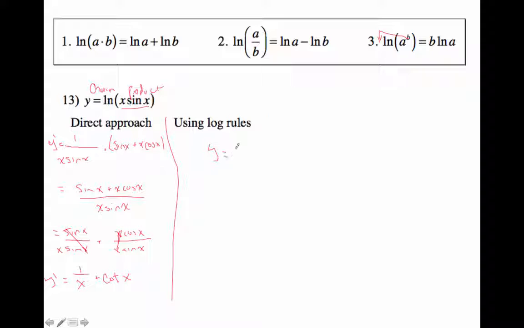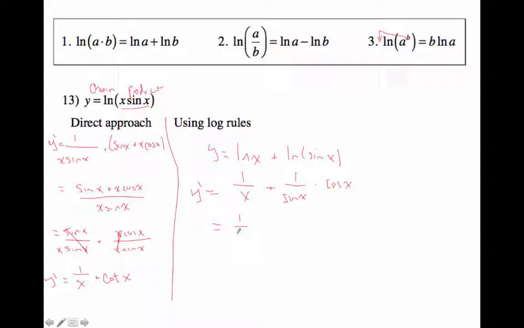So I can rewrite this function as the natural log of x plus the natural log of sine x. Now watch what I do. The derivative of the first function, ln x, is just 1 over x. That looks familiar. The derivative of the natural log of sine x would be 1 over sine x times the derivative of the sine, which is cosine.